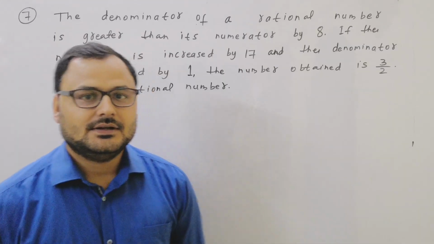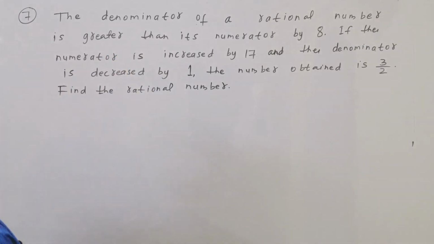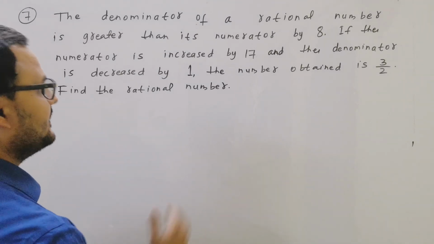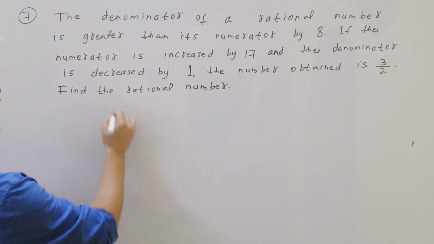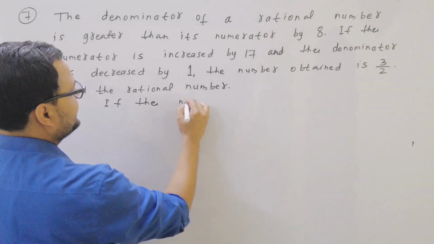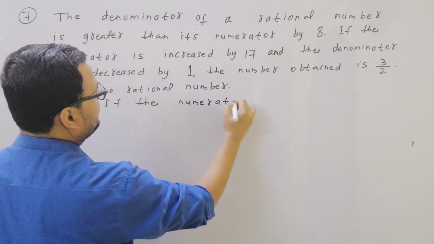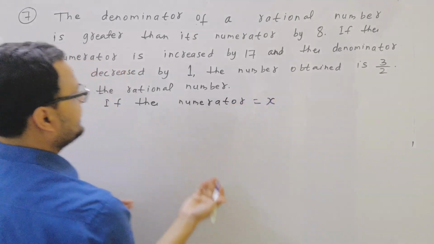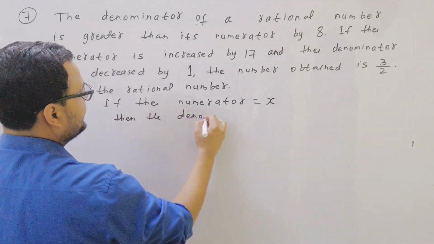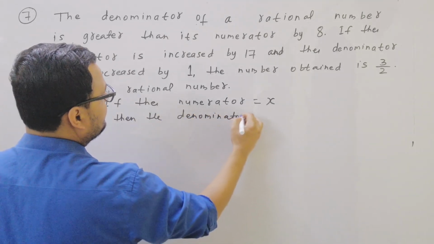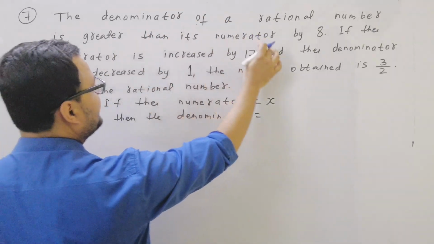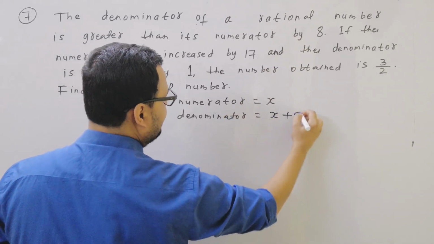Now the last question is, the denominator of a rational number is greater than its numerator by 8. We will do it step by step. So if the numerator equals x, we have to take any variable, then the denominator, greater than its numerator by 8, is equal to x plus 8.